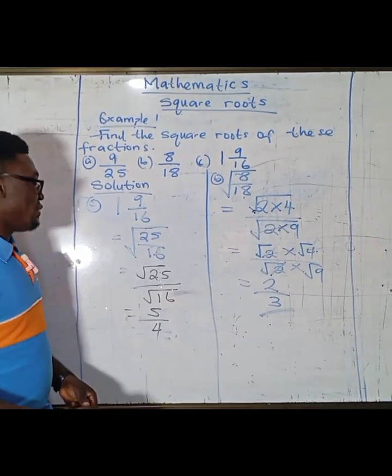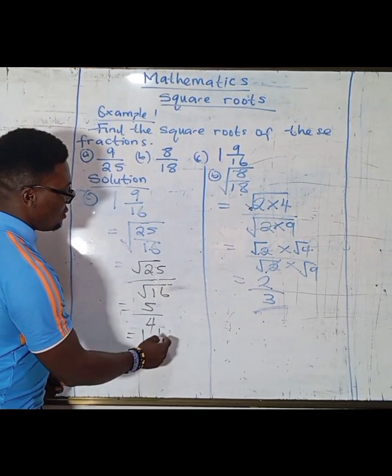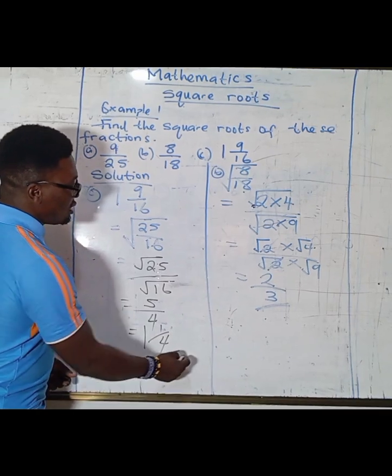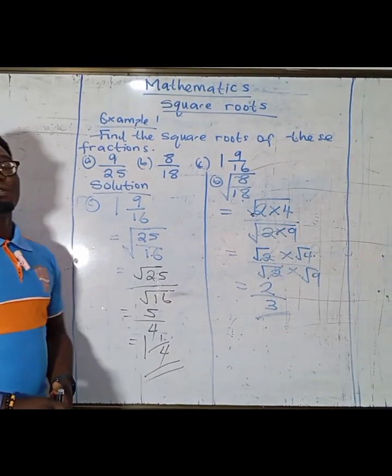This is an improper fraction. We can leave it as one whole number 1 over 4. So this is the way you find the square root of fractions.